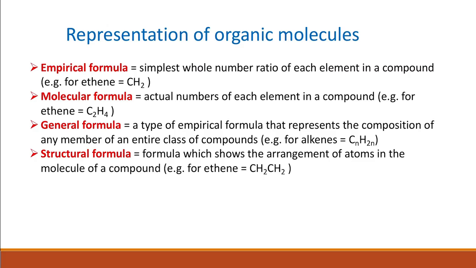For organic chemistry, first of all, you need to know how to represent different organic molecules. The most important ones are the molecular formula and the general formula. The general formula is the empirical formula that represents the composition of any member of an entire class of compounds. For example, for alkenes, it's CnH2n. So it's very important to know the general formula, and then the molecular formula will give you the exact number of all the elements within your compound.